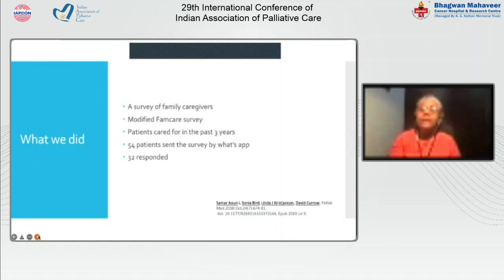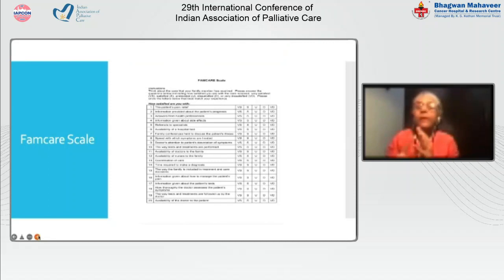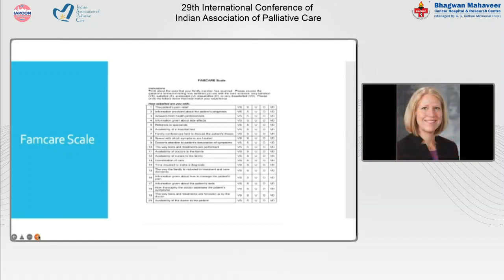Now, the FamCare survey basically has grading from very satisfied, satisfied, dissatisfied, to very dissatisfied, and so these are the five numbers that patients' family caregivers had to mark. The ones on the left are the 20 questions that we asked. For example, whether the patient's pain relief was addressed, whether there was a response from health professionals, and how helpful the doctor and the team were when they were in need. So this is the FamCare scale that we adopted.